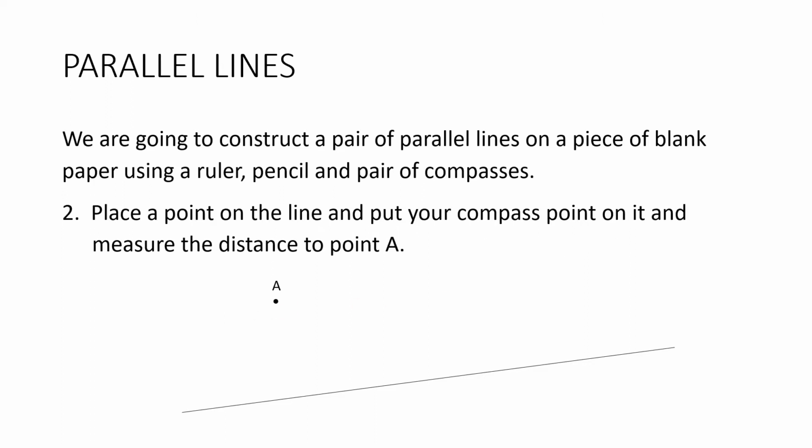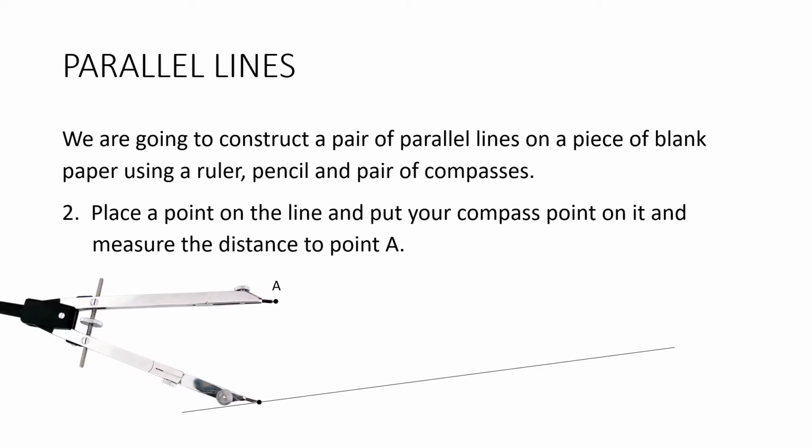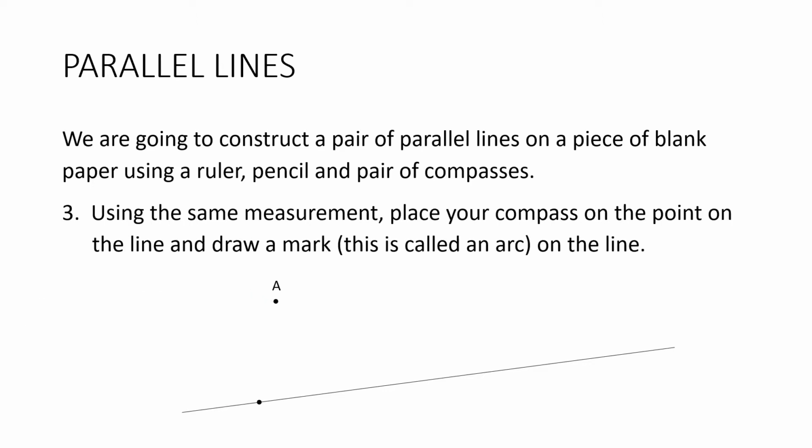Okay, step 2, we're going to place a point on the line. It doesn't matter where it goes. And we're going to put our compass point on it and measure the distance to point A, like this. Using the same measurement, that means don't change the setting on your compass, place your compass on the point on the line and draw a mark. That's called an arc on the line. So we put our compass here. So here's the point of the compass. And we're going to draw an arc here, like that.